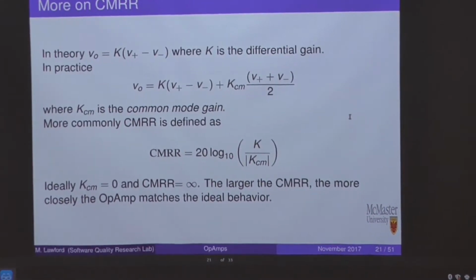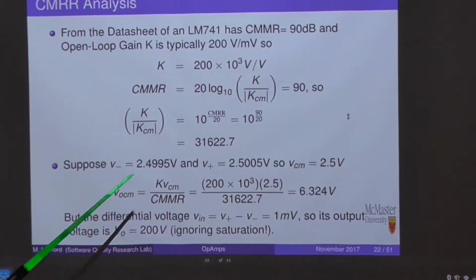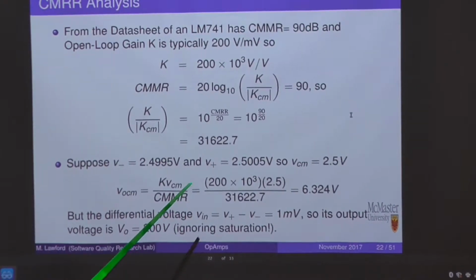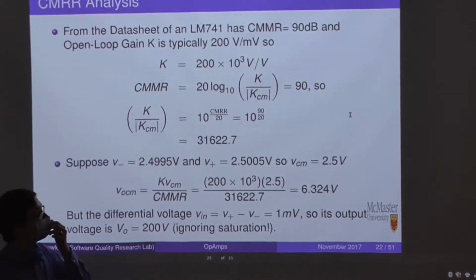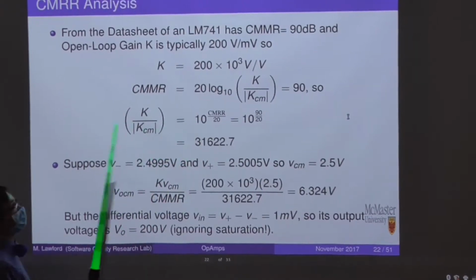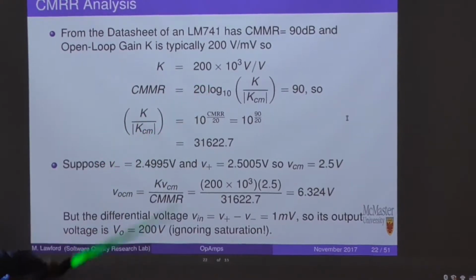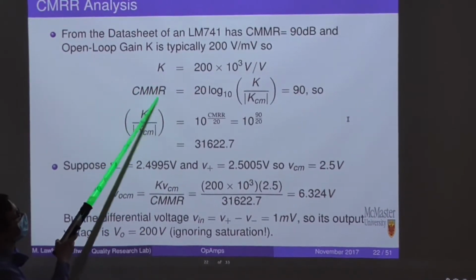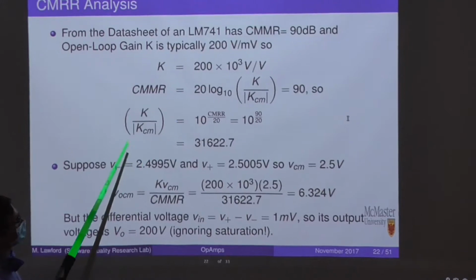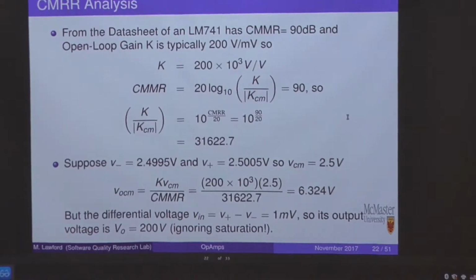So, if, for example, we had the LM741 operational amplifier, if you look in its data sheet, the common mode rejection ratio is 90 decibels. The open loop gain K is typically around 200 volts per millivolt. So, if we take the gain as being 200 times 10 to the 3, and we plug K in here, we can calculate out what the common mode gain is, right? And it turns out to be about 32,000.